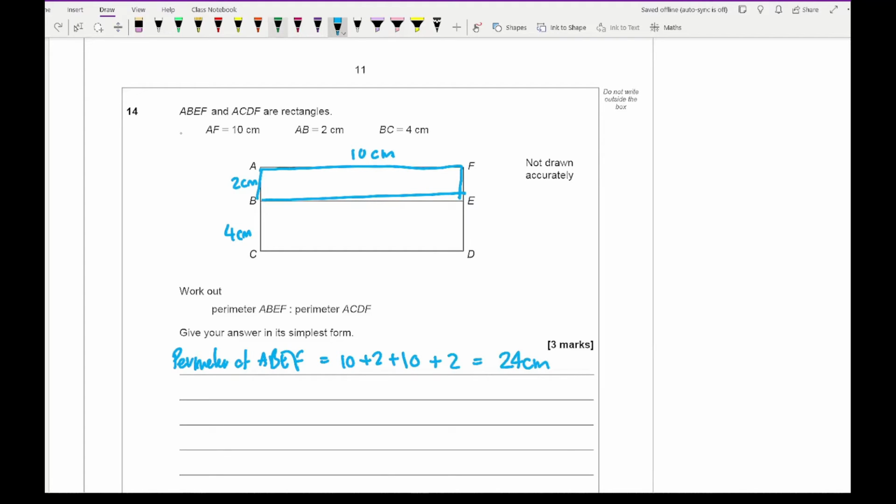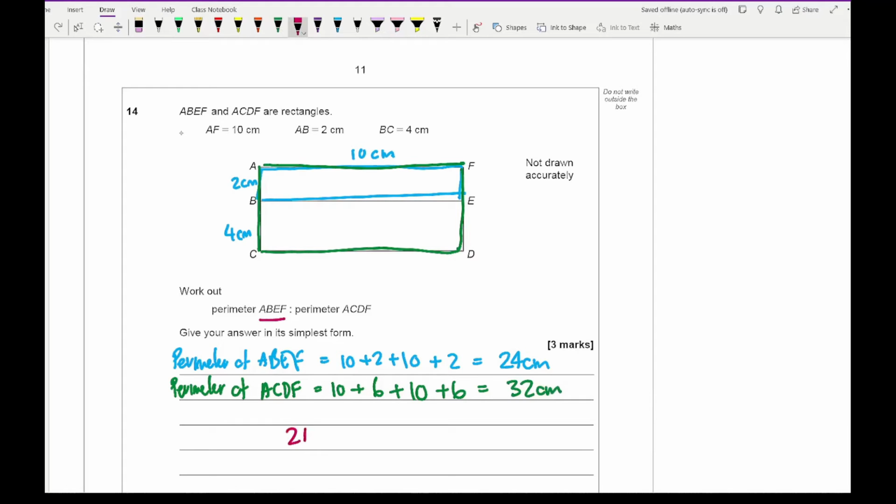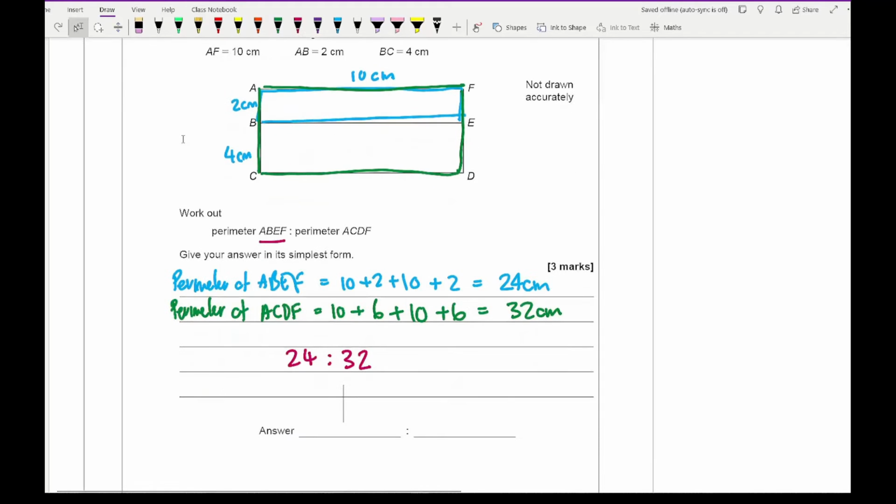Then if I work out the perimeter of the next rectangle, which is ACDF, which is a big rectangle, again I'm going to be adding 10 plus 6 plus 10 plus 6, which gives me an answer of 32 centimeters. Now, to give it as a ratio, I need to do the ABEF, which is our blue one, so that's 24, to the ratio of our second one, which is 32, and then I just need to simplify this ratio.